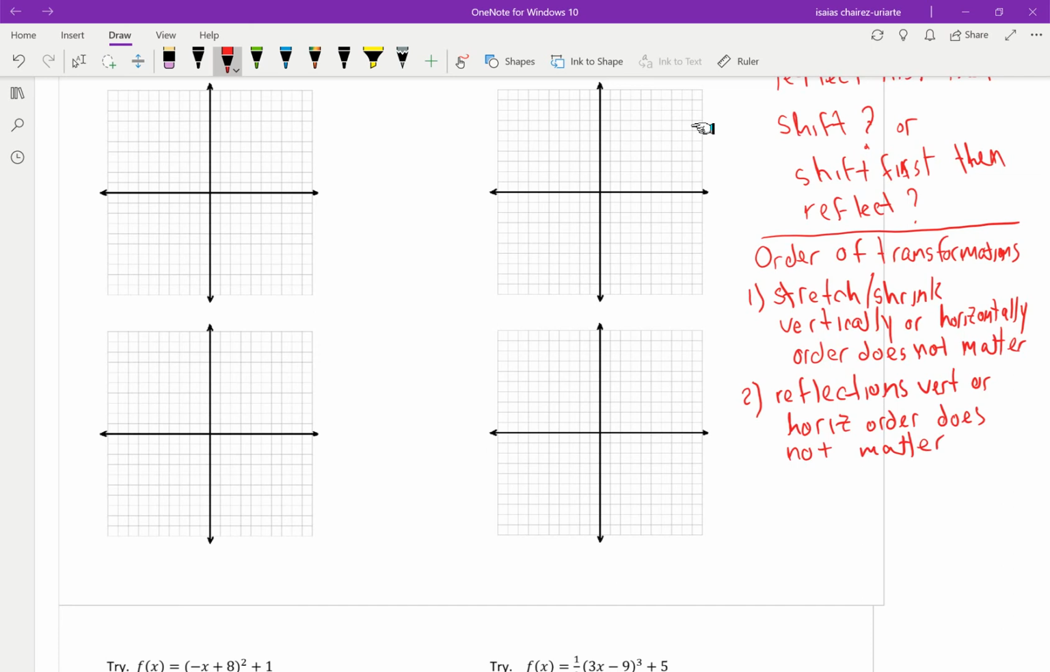And the last thing to pay attention to or perform would be the shifts, vertical or horizontal. And again, order does not matter. What I mean is imagine that you had a function that has been shifted vertically and horizontally. That's when it doesn't matter which one you do first. You can do first the horizontal, then the vertical.